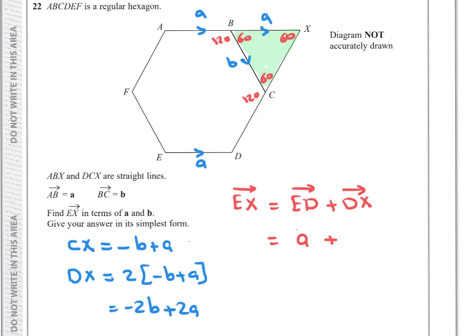Now you can write EX is a plus negative 2b plus 2a. Combine the like terms: 1a plus 2a equals 3a, minus 2b. So this is EX.